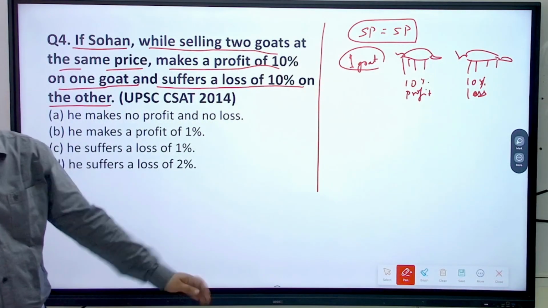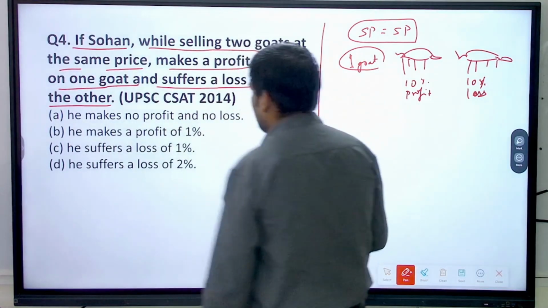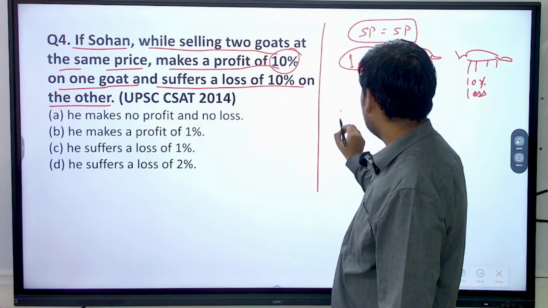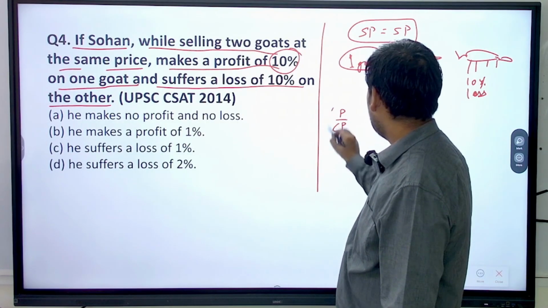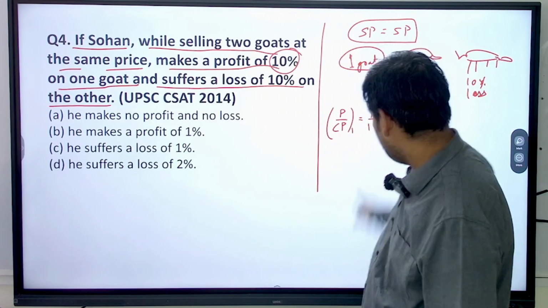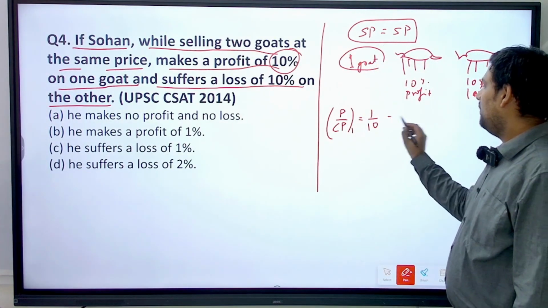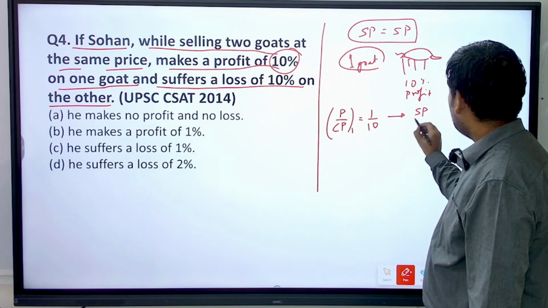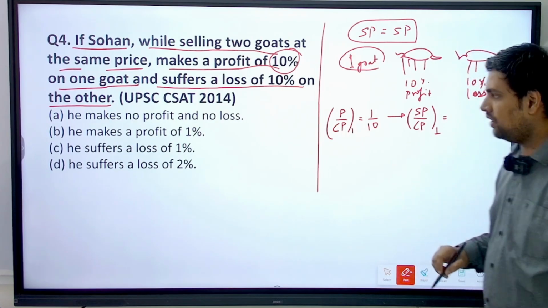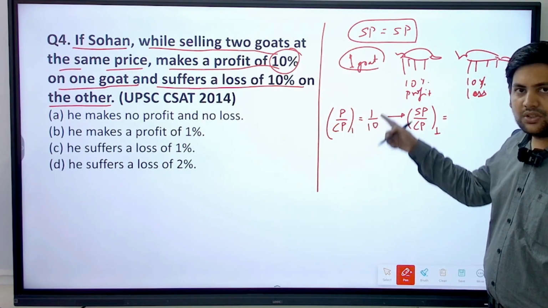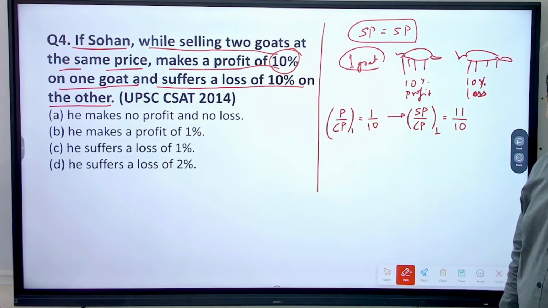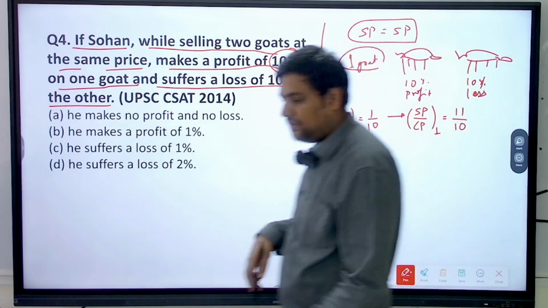Now what will you do? First, it is written that 10% profit is there. So for the first goat, P by CP becomes 1 by 10. This is correct. 1 by 10 will be P by CP. Now for the first one only, I will write SP by CP. It will be equal to 10 plus 1, 11 by 10, since profit is there. Correct. This is SP by CP for the first one.